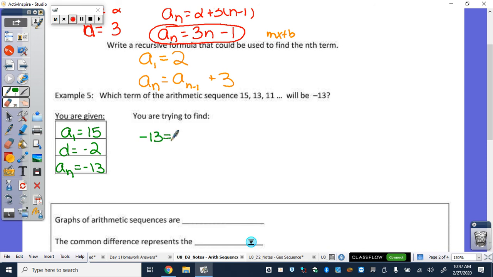So it's going to end up being negative 13 equals 15 minus 2 times n minus 1. Go ahead on your own, solve for n, see what you get. So negative 13 is our 15th term for that sequence.